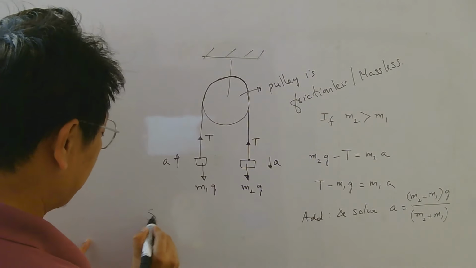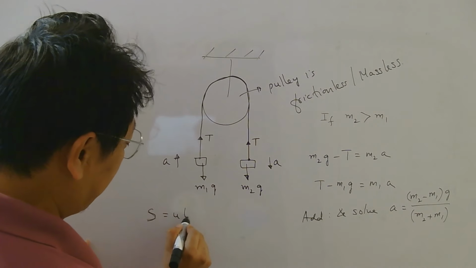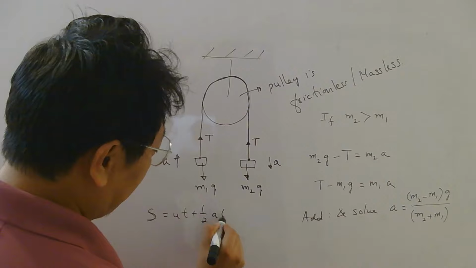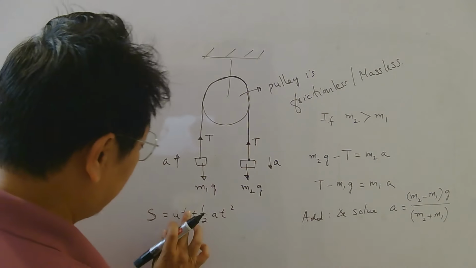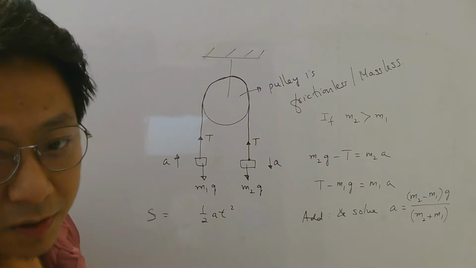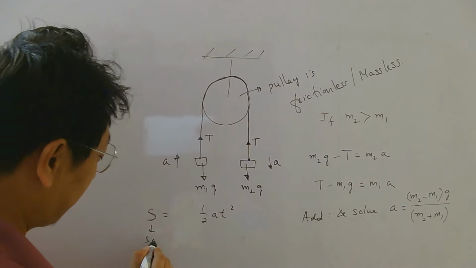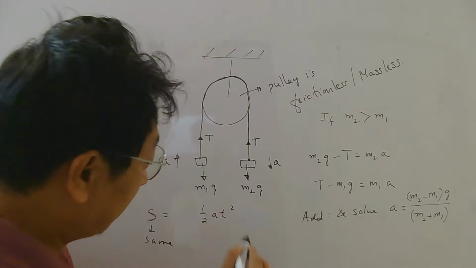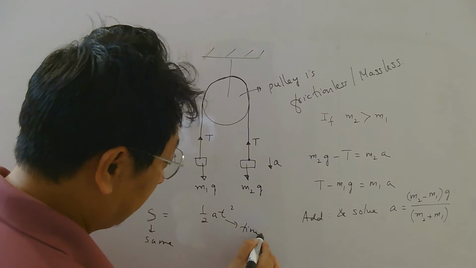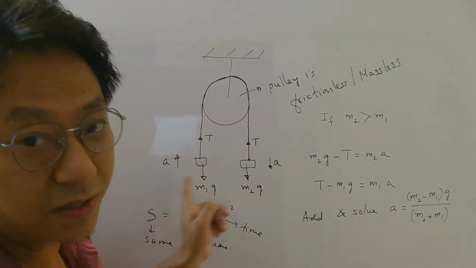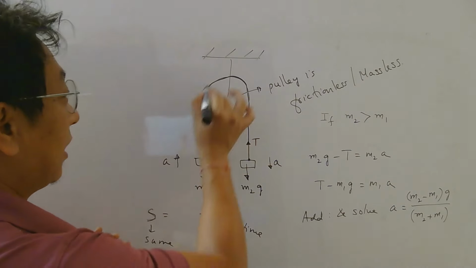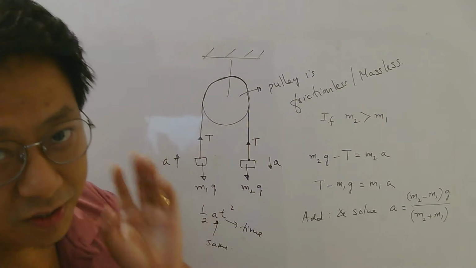So if displacement should be the same, then you know displacement is ut plus half at square. And since initially we assume the block starts from rest, the initial velocity is 0. So now if displacement should be the same in a given interval of time, then a also should be the same. So that's why we have assumed the same acceleration, because the length of the string is constant.